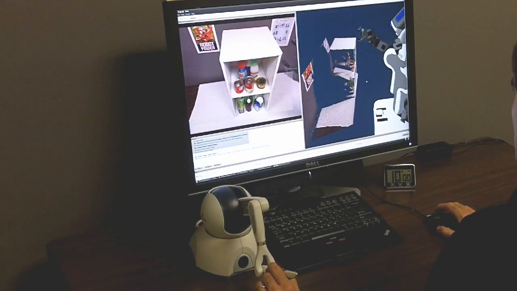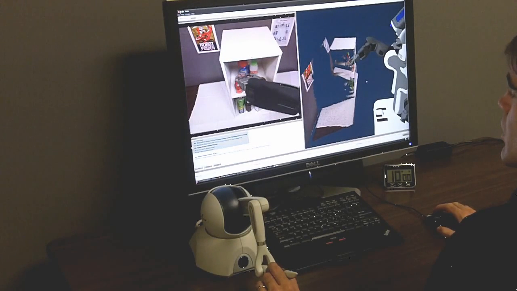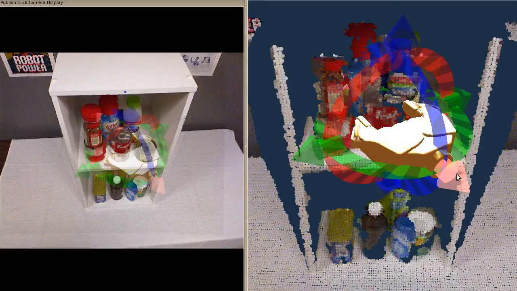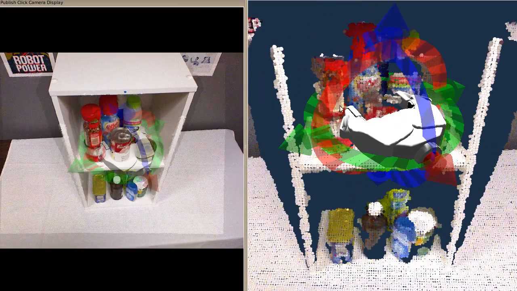On the left, the human operator sees the view from the robot camera. On the right is a virtual rendering of the robot and 3D points representing the environment. The six-dimensional proxy constraint algorithm was active in both interfaces.